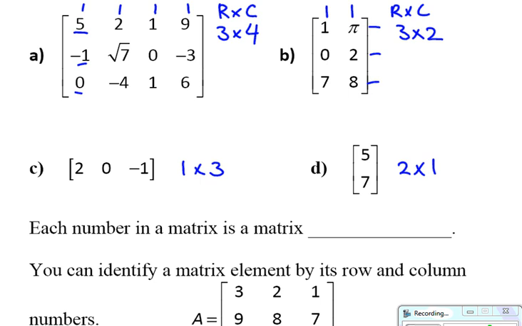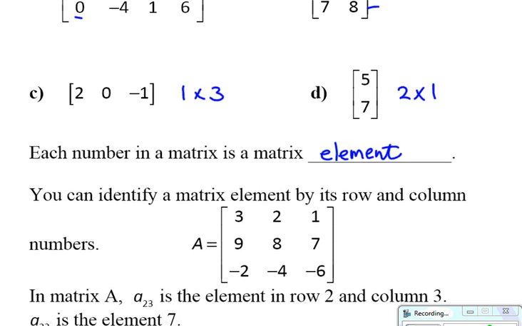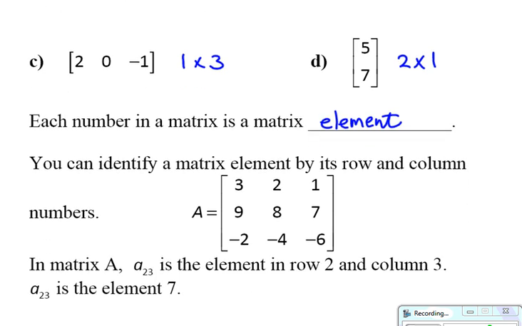Each number in a matrix is an element, and I'll say that word again, element. You can identify a matrix element by its row and column. So if we've got a whole lot of numbers, as we do in this matrix named A right there, and we want to talk about one of them, we describe it by its row and column.